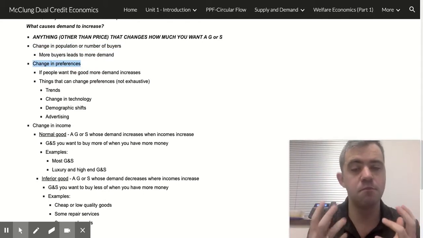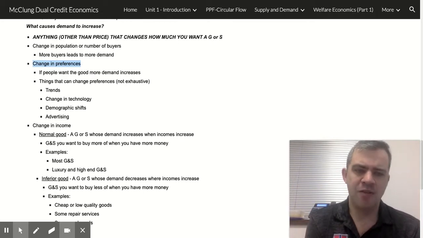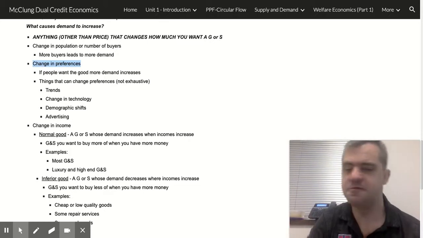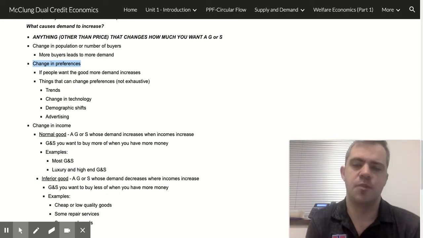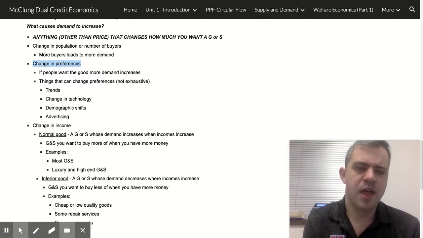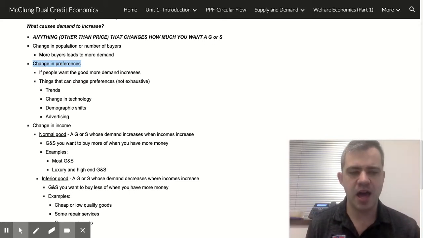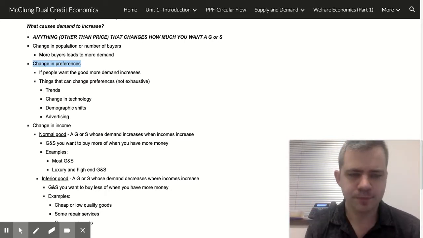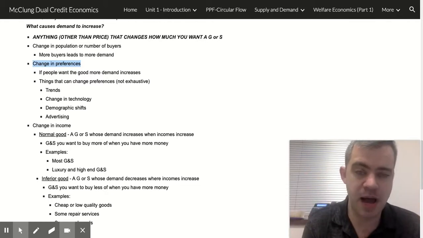Change in preferences. If people want a thing more, then the demand for that good increases. If you have more people who are avoiding meat, then all of a sudden vegetarian products are going to be more popular. More people are going vegan, so vegan products will increase. If you have people deciding, hey, I don't want to buy stuff made in China, then demand increases for products made in the U.S. It's just how people are thinking about what they're buying.